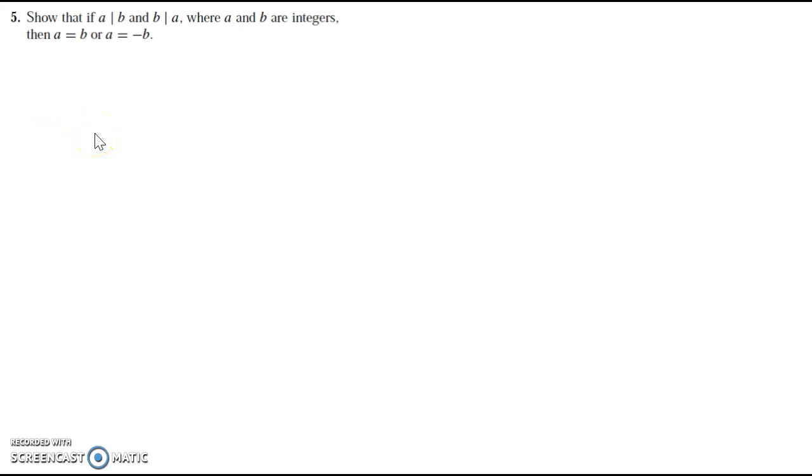Next problem is problem 5. Show that if A divides B and B divides A, then A equals B or A equals negative B. This problem is pretty similar to problems 3 and 4, and very similar to what we just did. From the first given, we get B equals A times K1. From the second given, we get A equals B times K2, where K1 and K2 are integers.